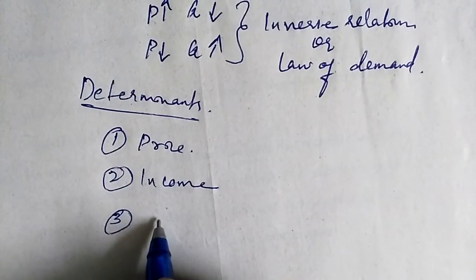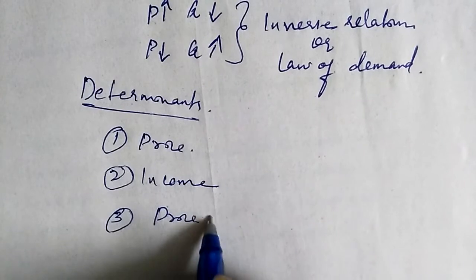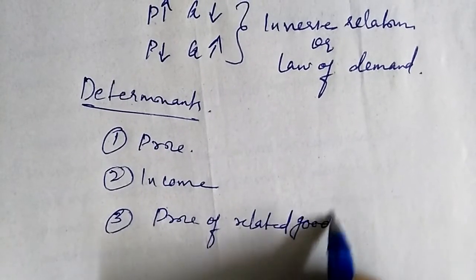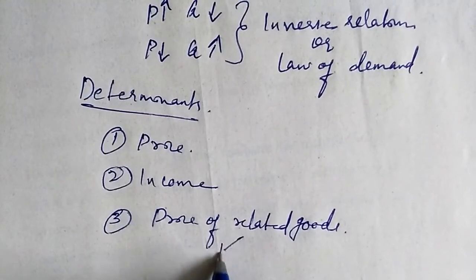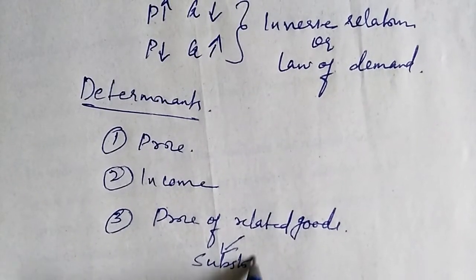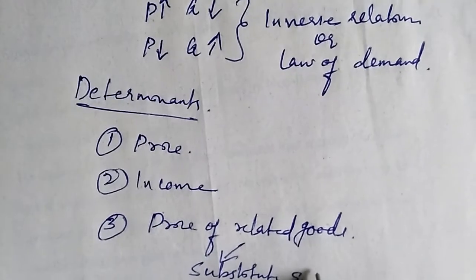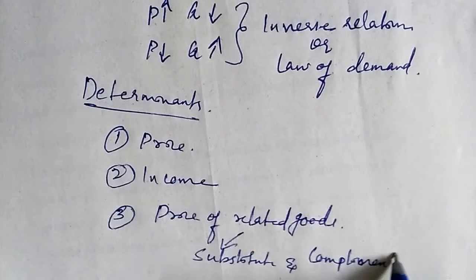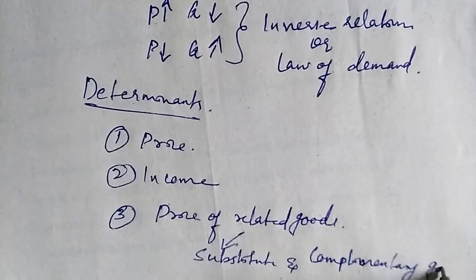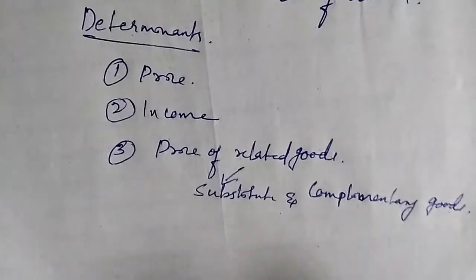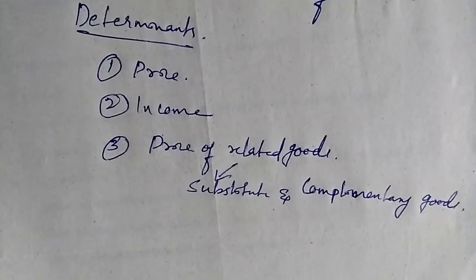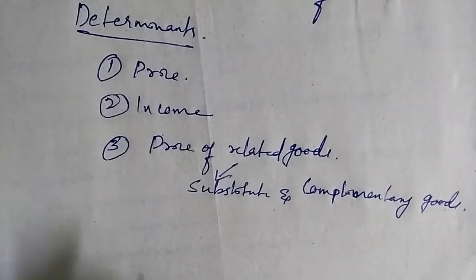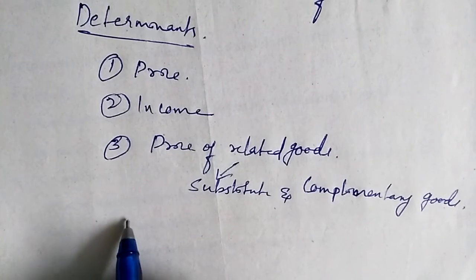Third one, price of related goods. What are related goods? Substitutes and complementary goods. They are related goods. When the price of substitute and complementary goods changes, the demand for your product will be affected.